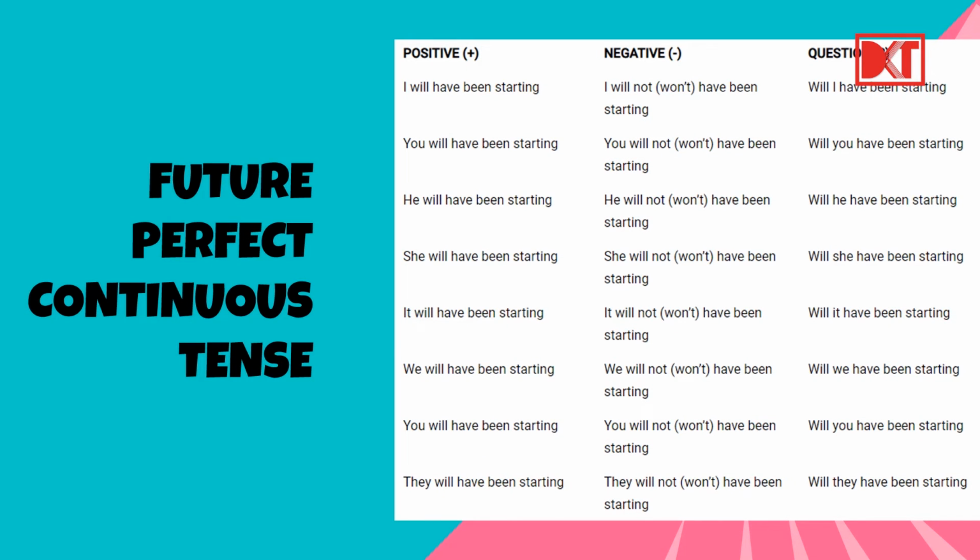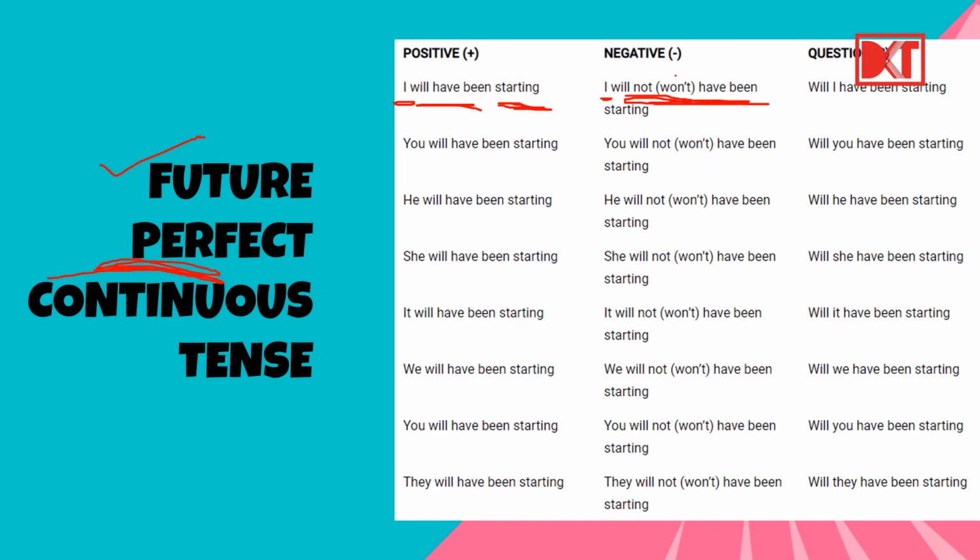So this one is future perfect continuous, our last form of tense. Here positive, negative and questions. How is this formed? Subject plus will have been plus the verb ing. Why ing? Because it is the continuous form, right? So then for negative, subject plus will not have been, which means won't have been.